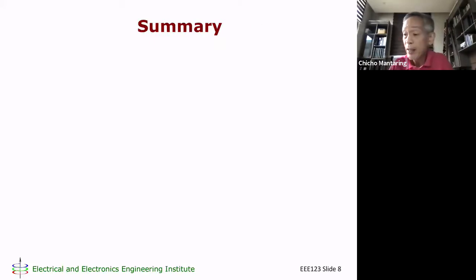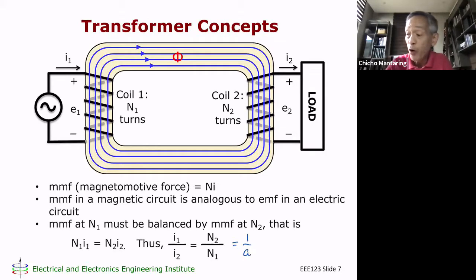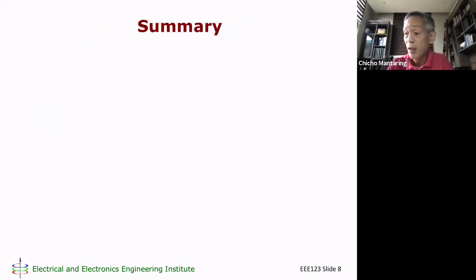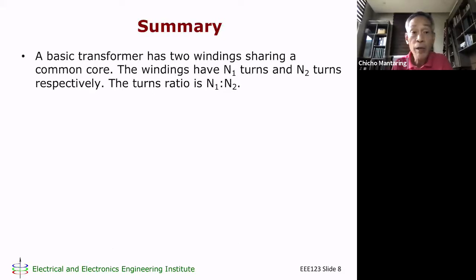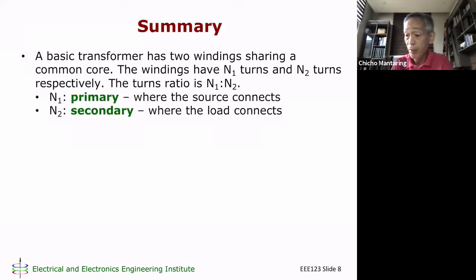To summarize, this is actually a transformer. A basic transformer has two windings sharing a common core. The windings have N1 turns and N2 turns respectively. And the turns ratio is N1 is to N2, which we said we also use the symbol A to represent. N1 is called your primary. This is where the source is connected. And N2 is called your secondary. And this is where the load is connected.